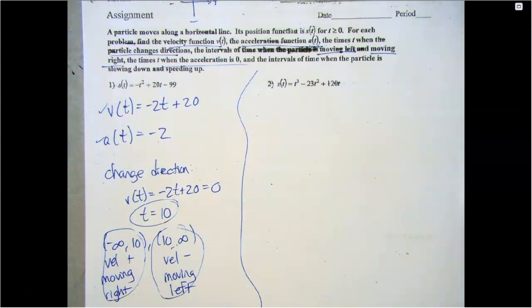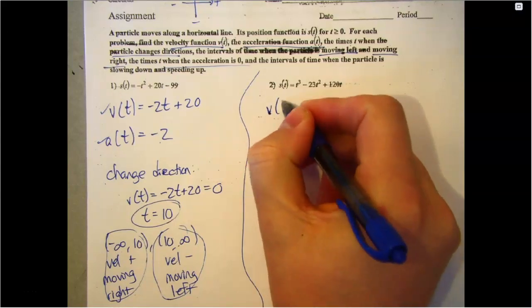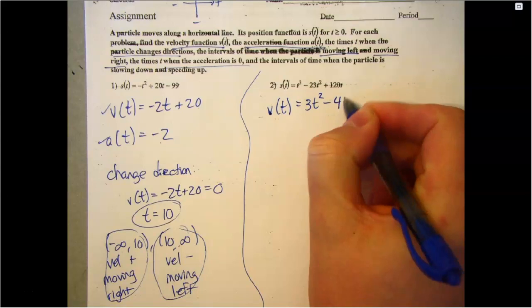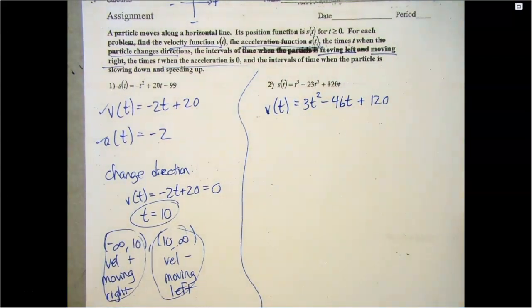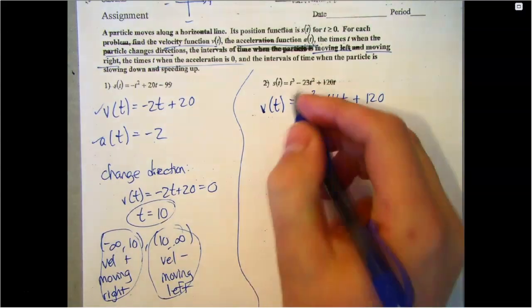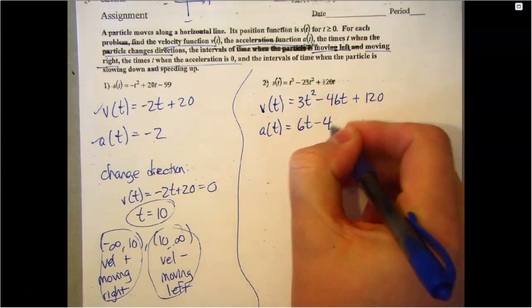Alright, find the velocity and acceleration functions. So those are just the first and second derivatives. So the velocity is 3t squared minus 46t plus 120. And then find the acceleration function: 6t minus 46.